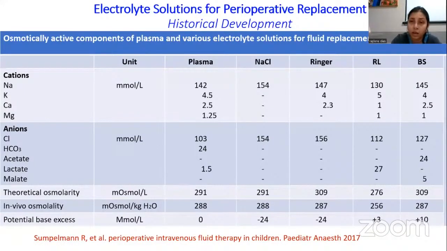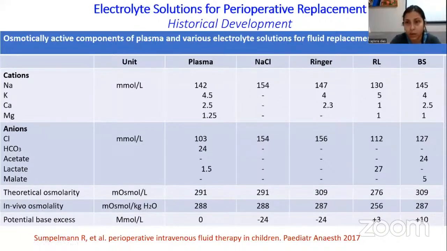So later on, Sidney Ringer, the physiologist, came up with Ringer's solution. This has sodium, which is almost the same as that of plasma. Potassium, again, same as plasma. It has a bit of calcium. There is chloride. And the in vivo osmolality, you can see, is the same as that of plasma, with a negative base excess. Then we came up with Ringer's lactate.